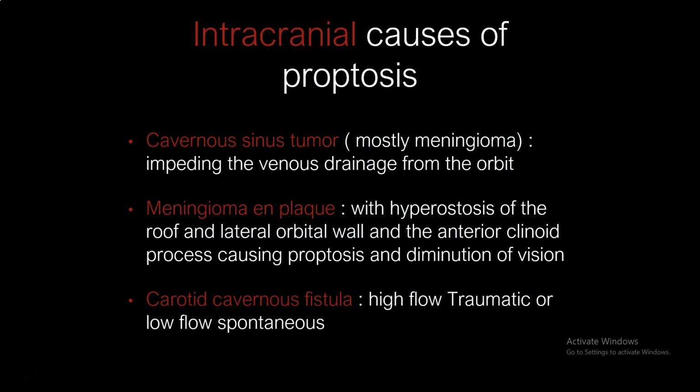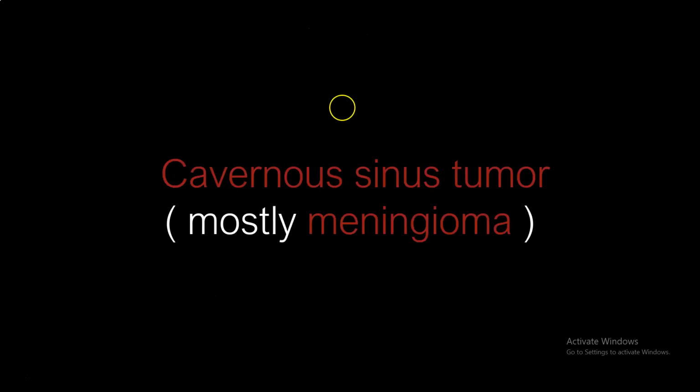Intracranial causes of proptosis. We talked about, we are always in the proptosis in adults. We discussed orbital causes, we discussed the bony causes, and there are intracranial causes where the bone is free, the orbit is free, but you still have proptosis. How can we get it?